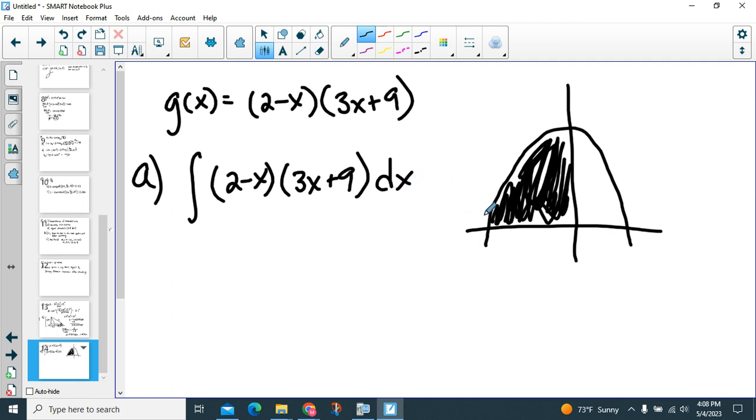All right, so I need to know from here to here. Well, this is obviously 0. That's my origin right there, so 0 is going to be here. Now I need to figure out this. Well, this is one of my x-intercepts. If I just set each of these pieces equal to 0 and solve, I get x equals 2 and x equals -3. So this has to be -3. So there's my integral.